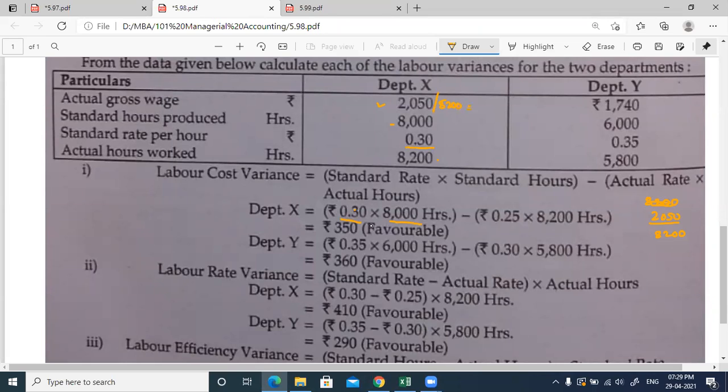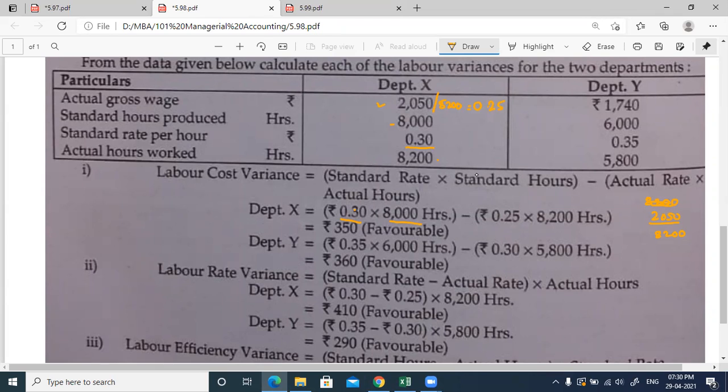2050 divided by 8,200. Nobody's using the calculator. 0.25. Very good. So standard rate is given as 30 paise.